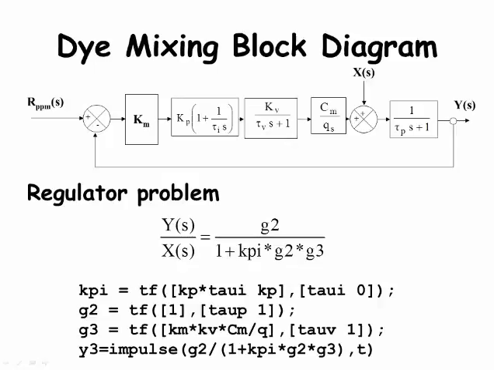The last MATLAB command fills the Y3 array with the time-dependent response to a unit impulse for the regulator problem. The word impulse is used to tell MATLAB to use a unit impulse input change. The transfer function equation is G2 over 1 plus KPI times G2 times G3. The time array is defined by T but is not shown.